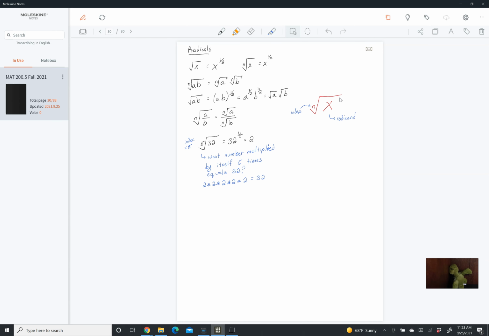Okay, this vocabulary is important because sometimes it's a lot easier just to say radicand rather than, oh, well, what's written under the radical? And you can't say square root all the time because the only time that you have square root is when you do not see an index. So this is the nth root of x because the index is n.